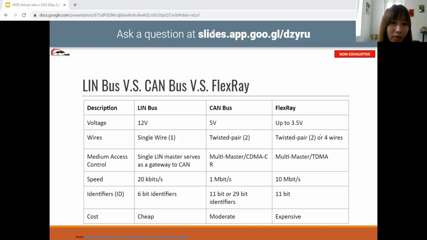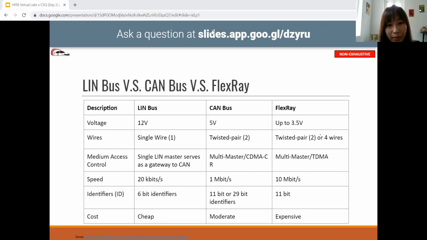Right. So here's a comparison of the LIN bus, CAN bus, and FlexRay bus. LIN bus, unfortunately, operates at a higher voltage level: 12 volts, while CAN bus is 5 volts, and FlexRay is up to 3.5 volts. LIN bus is lighter compared to CAN bus and FlexRay bus because it only uses a single wire, whereas CAN bus and FlexRay bus use twisted pair. As for the medium itself, LIN only has a single master that serves as a gateway to CAN bus. CAN bus and FlexRay bus are multi-master, except that CAN bus is using CSMA, FlexRay is using TDMA.